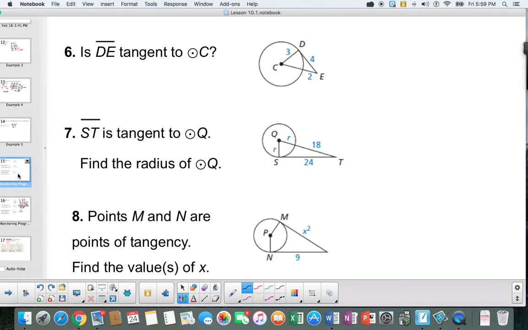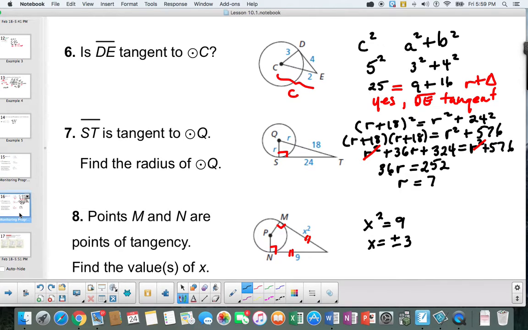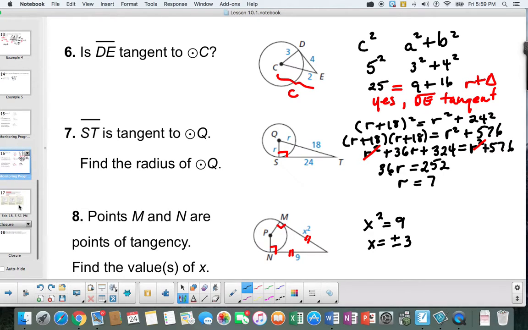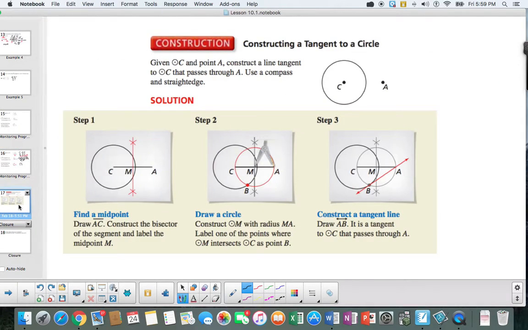Your turn. Take a minute to stop the screencast and then continue. And here are the answers. When you get to class tomorrow, we'll also do a construction. We'll be constructing a tangent line, and we'll be following these steps.